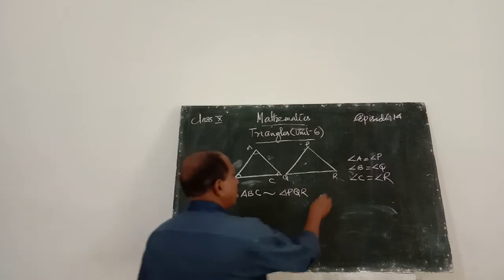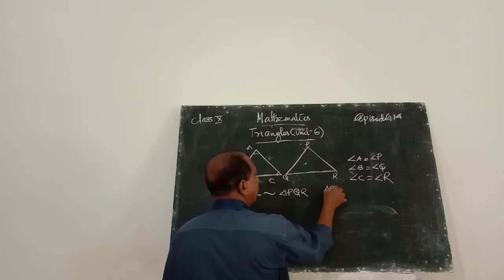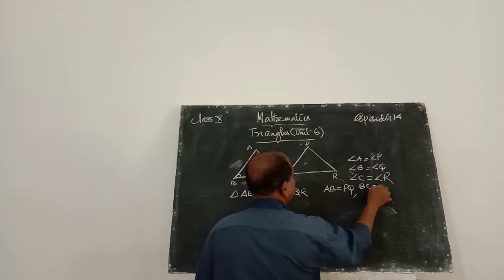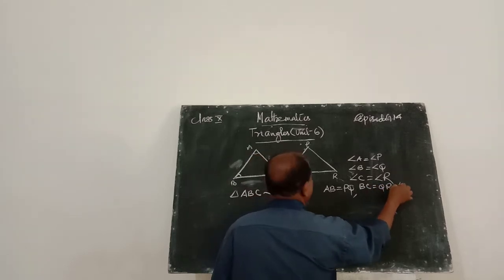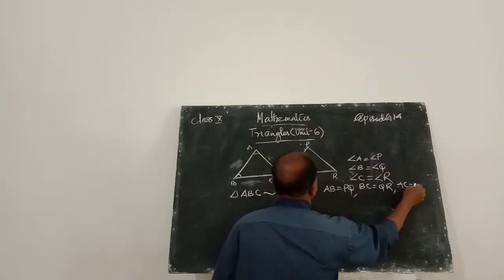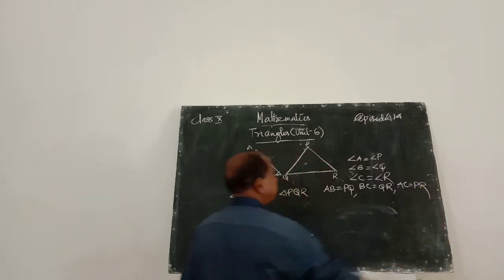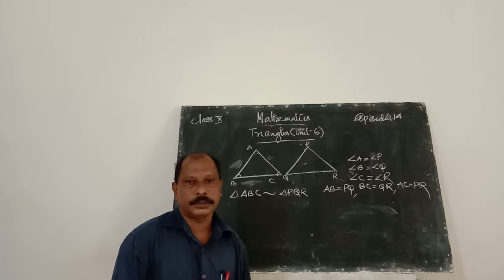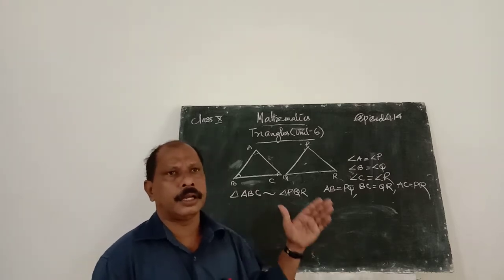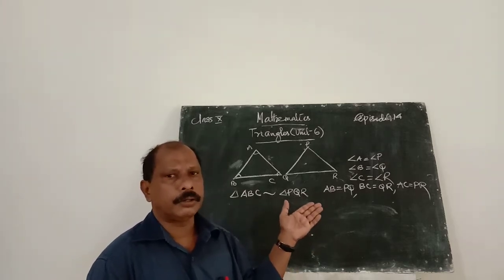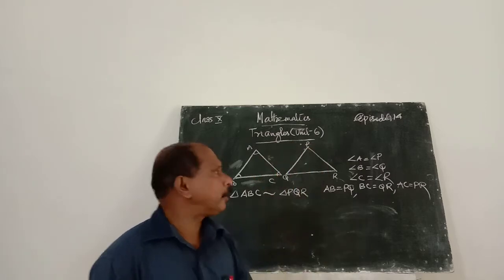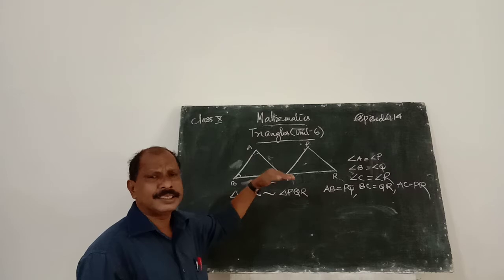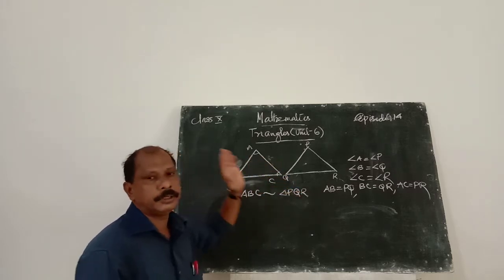Also, side AB is equal to PQ, side BC is equal to QR, and AC is equal to PR. What is the difference between similar and this? We know that all the sides are equal. That means PQR is the ditto of ABC. Ditto means it is the same as ABC.